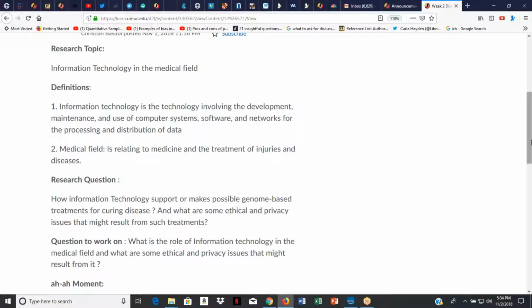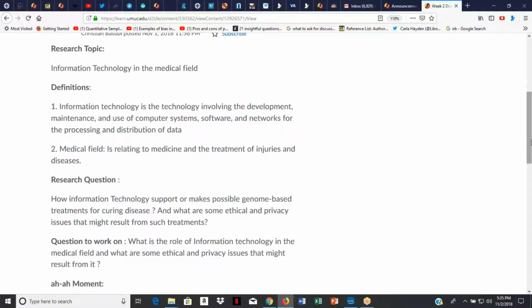So in the end, Christian actually has a research question: how information technology supports or makes possible genome-based treatments for curing disease, and what are some ethical and privacy issues that might result from each treatment. Okay, but we got 2 questions. He may have to narrow it down a little more. So here's a question to work on.